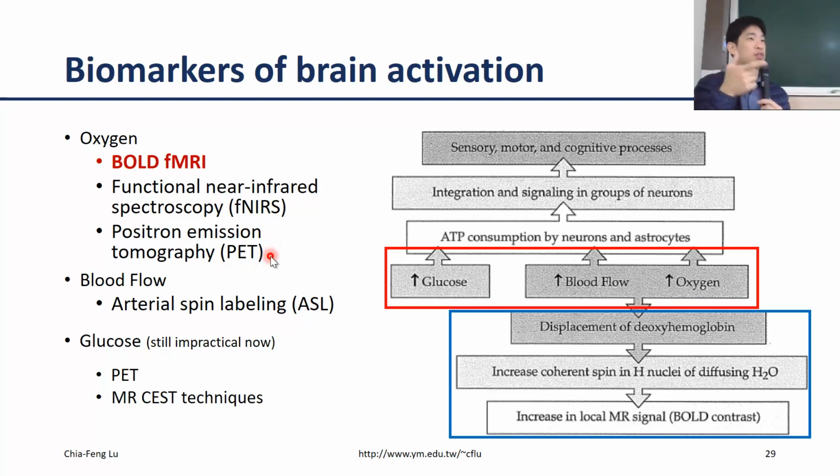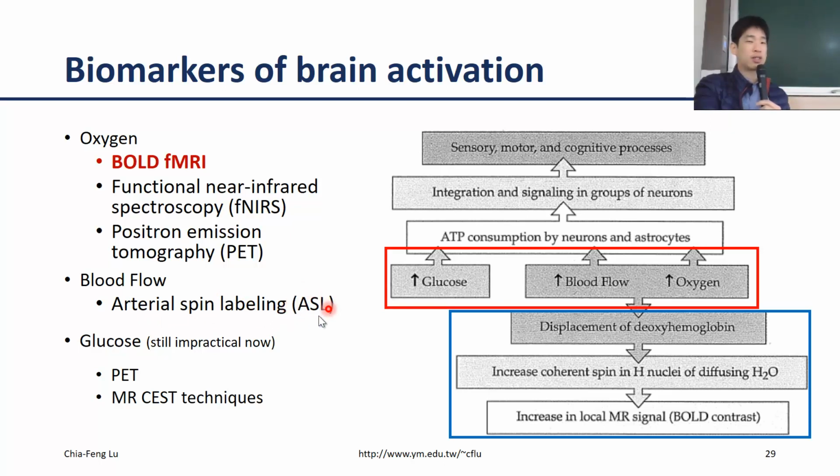People can use a radioligand or radio agent that you can inject into your body. There is a specific nuclide called oxygen-15 that we can use to label the oxygen, so we can use this to probe or investigate the brain activation. And there's another way you can use MRI to observe the blood flow, which is the thing we just mentioned, ASL, arterial spin labeling.